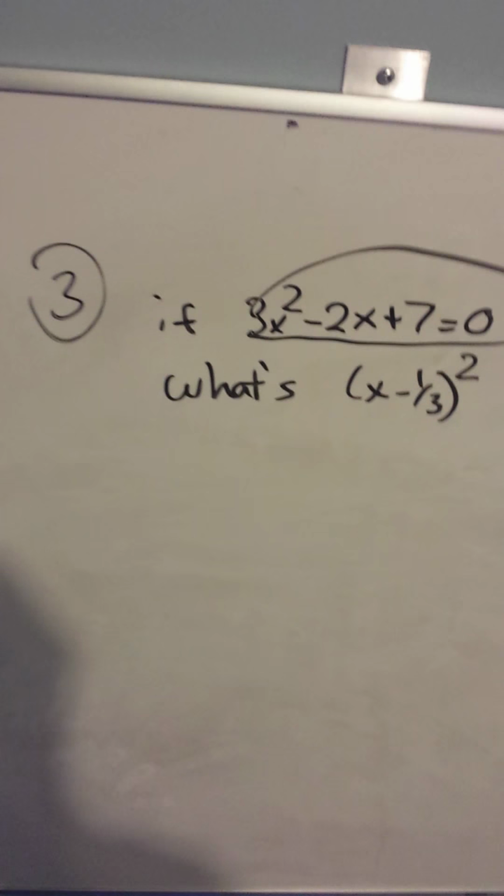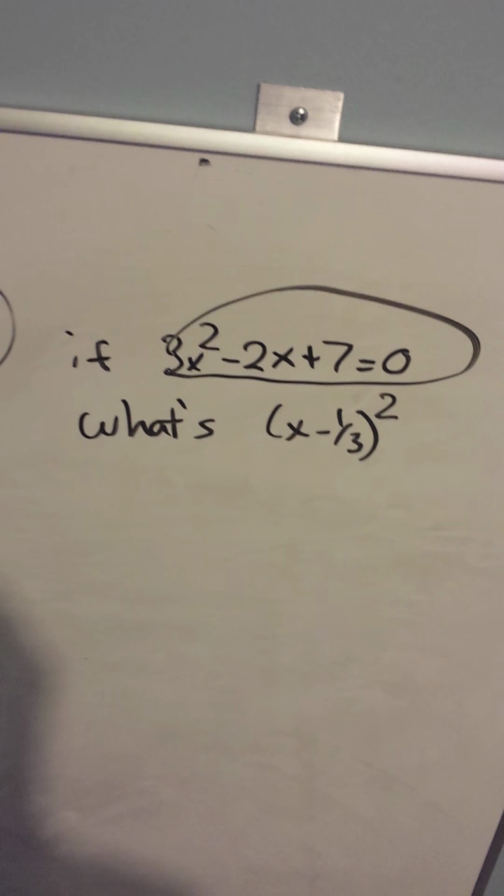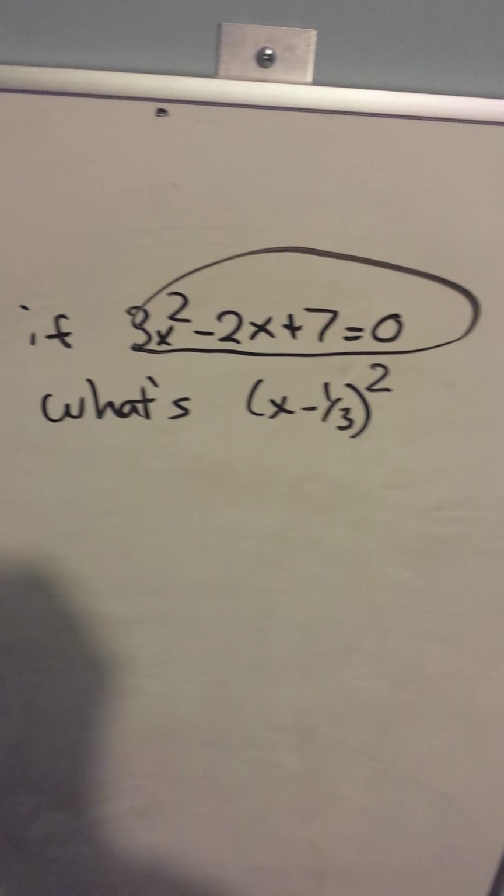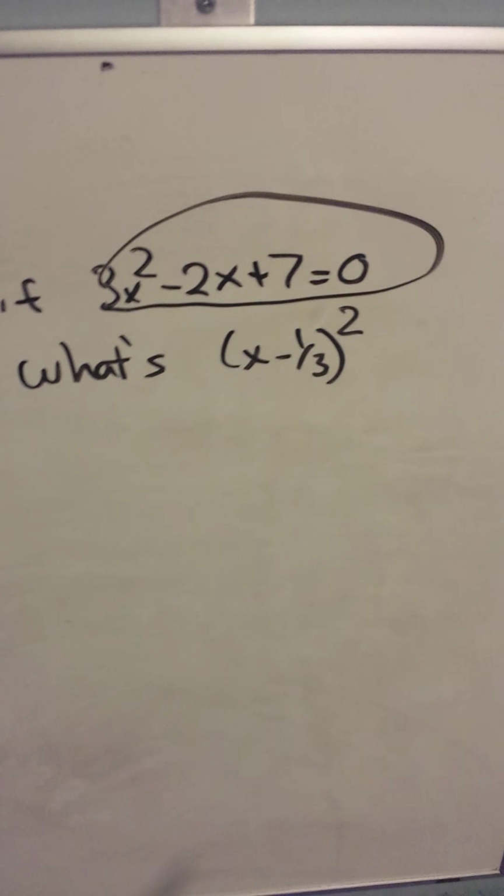Okay, this is number 3. If 3x squared minus 2x plus 7 is equal to 0, what's (x minus 1/3) squared?